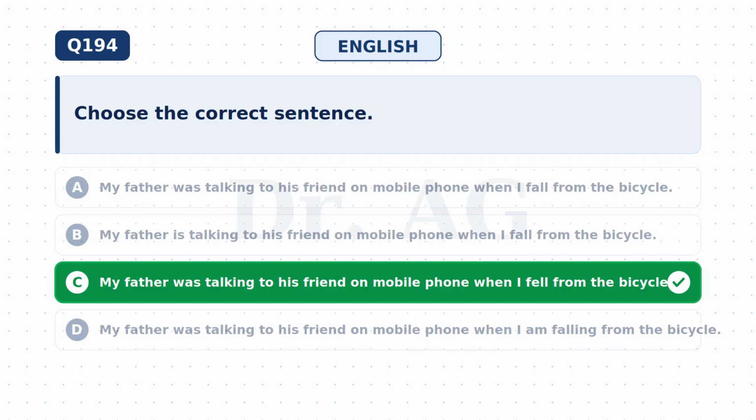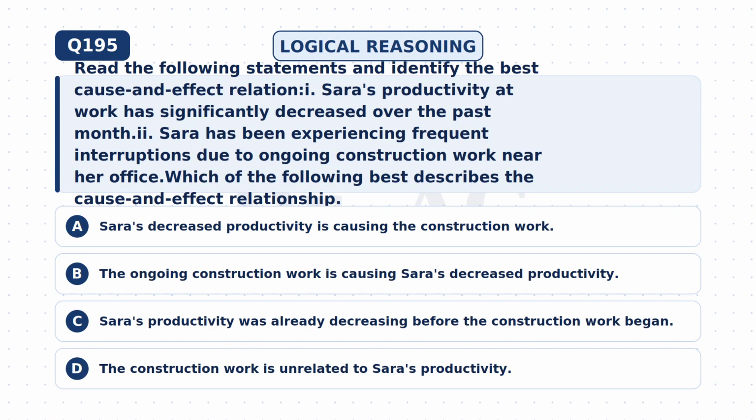The correct answer is C. My father was talking to his friend on mobile phone when I fell from the bicycle. Question 195. Read the following statements and identify the best cause and effect relation. Sarah's productivity at work has significantly decreased over the past month. Sarah has been experiencing frequent interruptions due to ongoing construction work near her office. Which of the following best describes the cause and effect relationship?